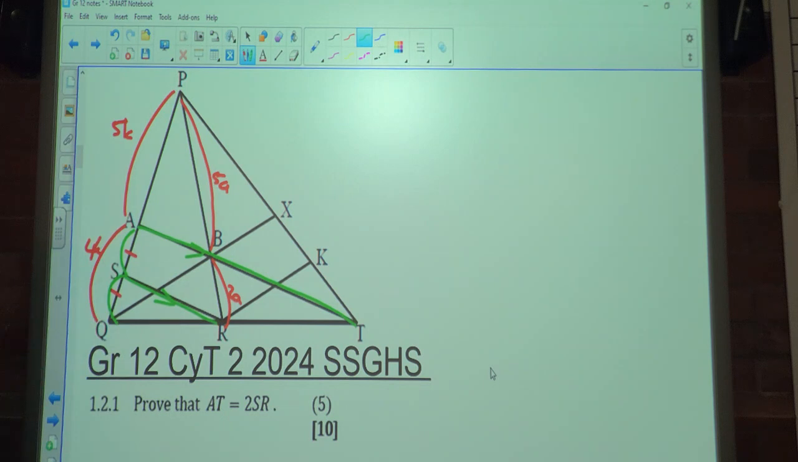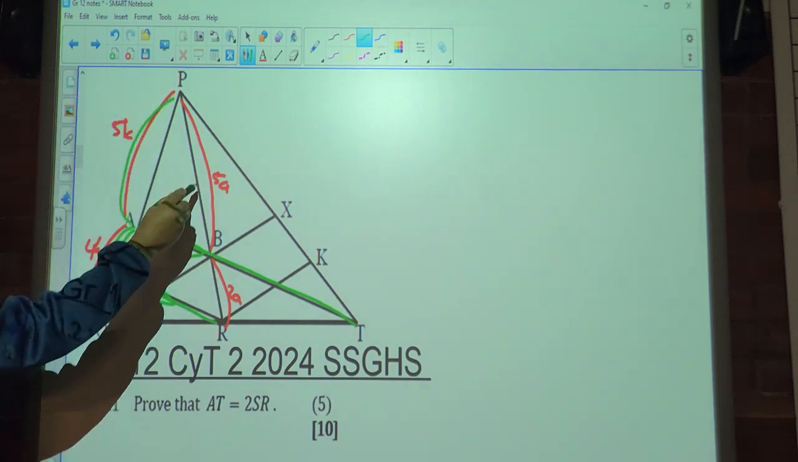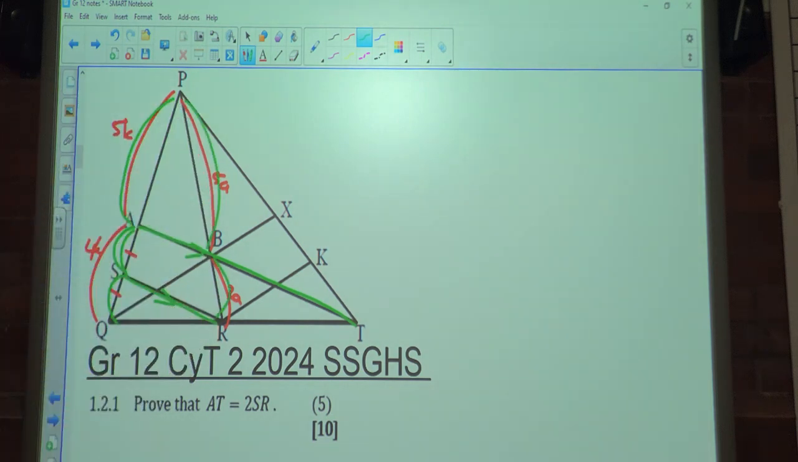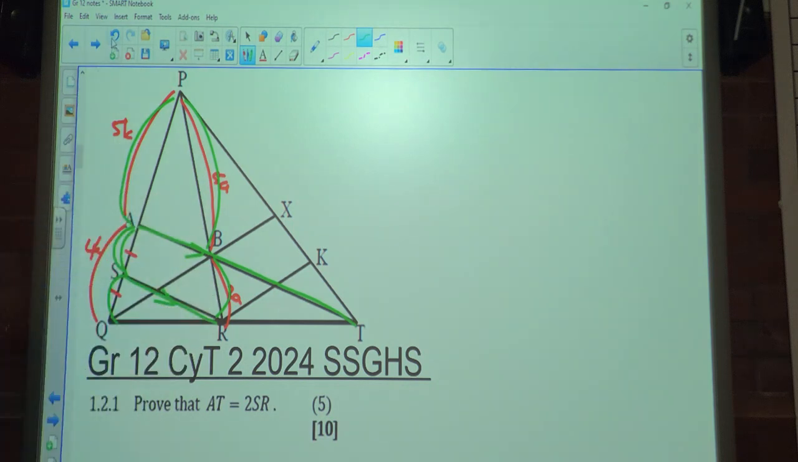Okay, so we need to prove that these lines are parallel. From here we can again see the converse of the proportionality theorem coming into play. Not so, because we have got 5K and 2K, and then we got 5A and 2A. So with that we can prove that those lines are parallel.